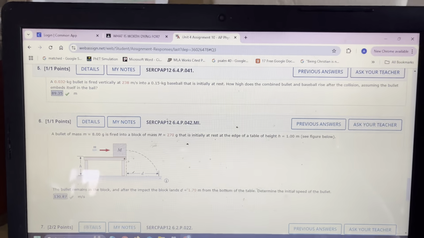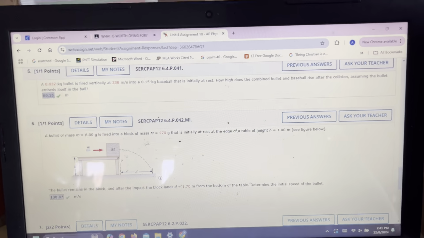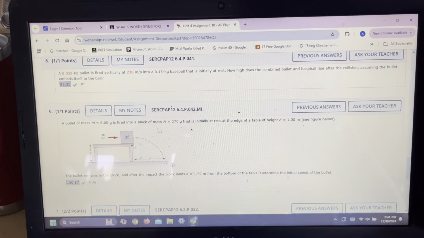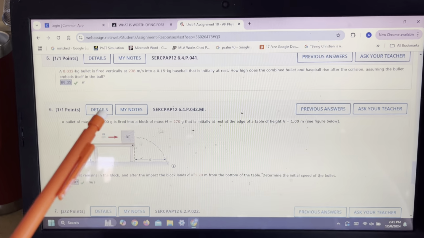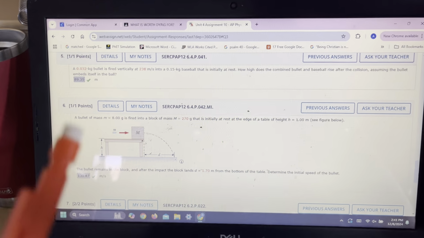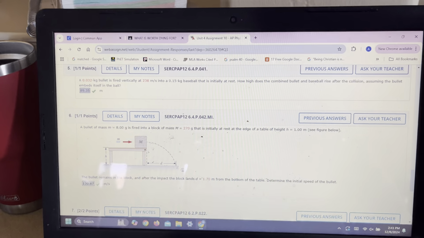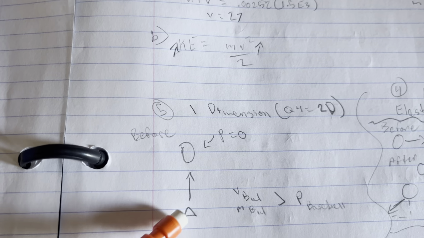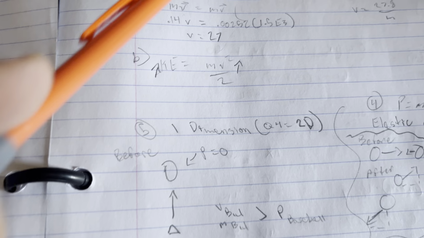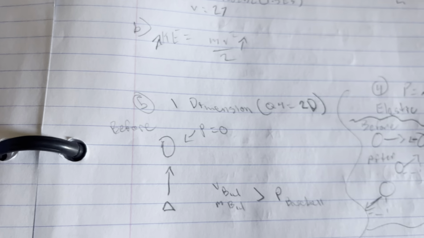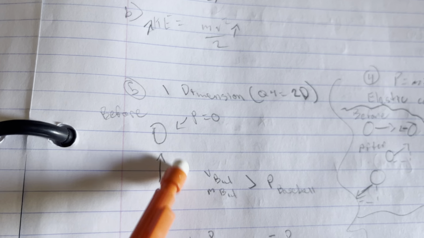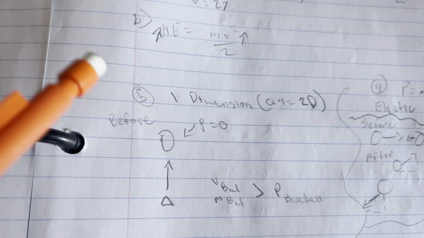This is WebAssign assignment 10, question number 5. This problem is describing a bullet being shot into a baseball that's at rest, and then the baseball moves up, which kind of looks like this, and then the bullet will get stuck and then the baseball will move up. Since this is not an elastic collision problem, you need to do it a little differently.